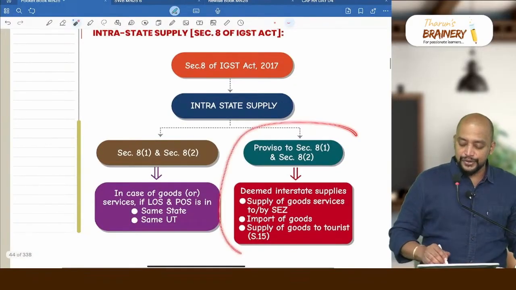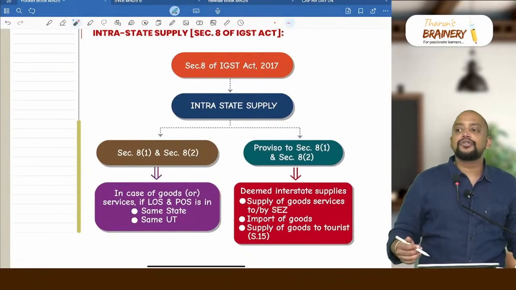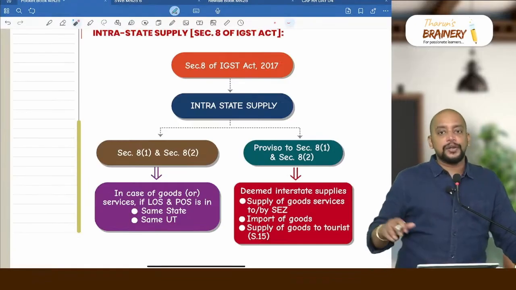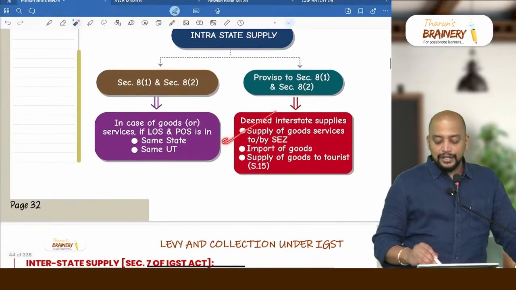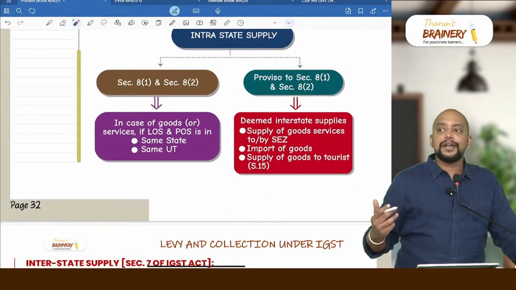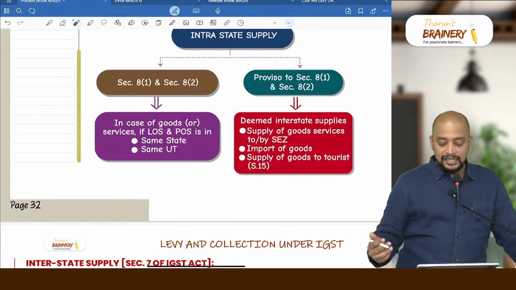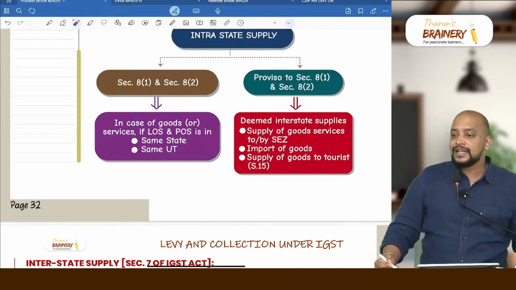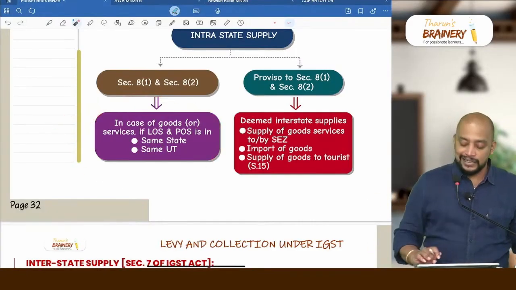But if you see the proviso to section 8.1 and 8.2, there are few transactions, even if location of supplier and place of supply in the same state, it will not become intrastate, that is supplied to or by SEZ. Supply to SEZ, supply by SEZ is deemed interstate. Even import of goods also deemed interstate, and supply of goods to a tourist is also deemed interstate. That's the reason why it will not come under intrastate.